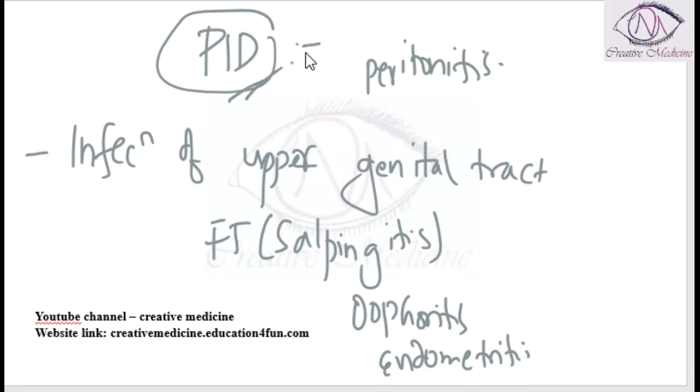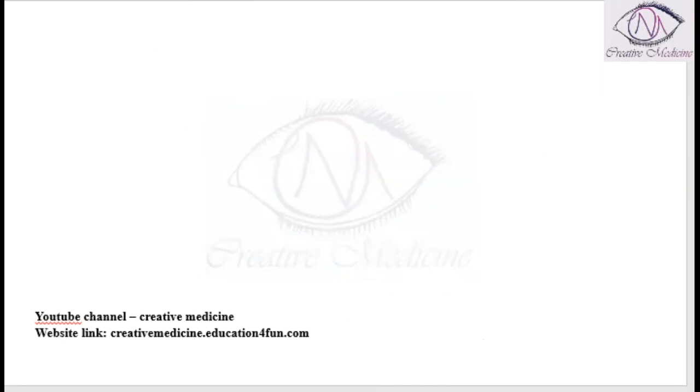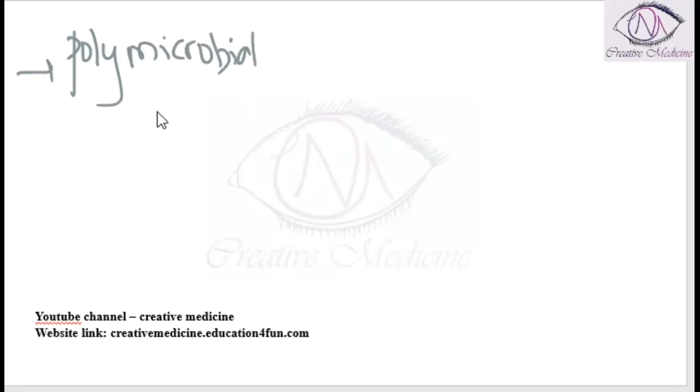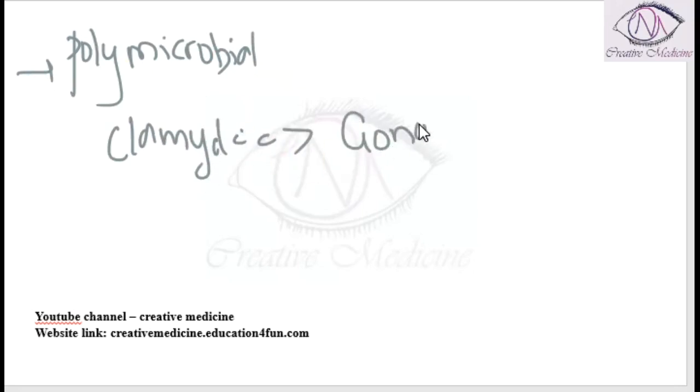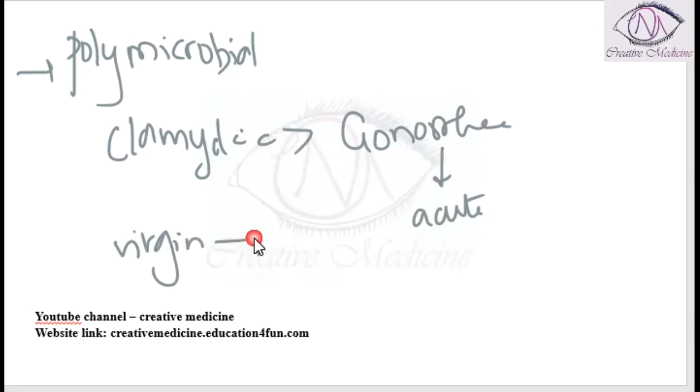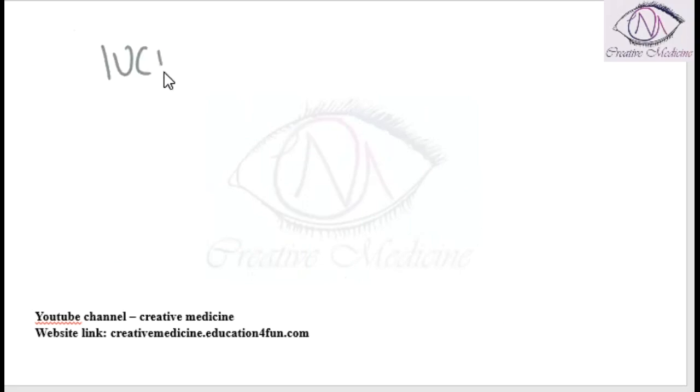Causes of pelvic inflammatory disease. Polymicrobial infection is important in pelvic inflammatory disease. The most common organism involved in pelvic inflammatory disease is chlamydia, followed by gonorrhea. The most common cause in acute pelvic inflammatory disease is gonorrhea. The most common cause in virgin females is genital tuberculosis. The most common cause in intrauterine contraceptive device users is actinomyces.